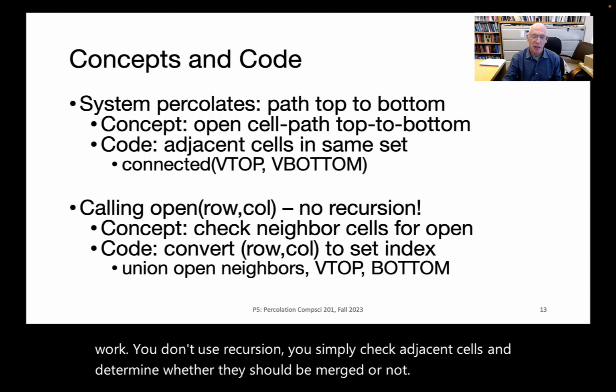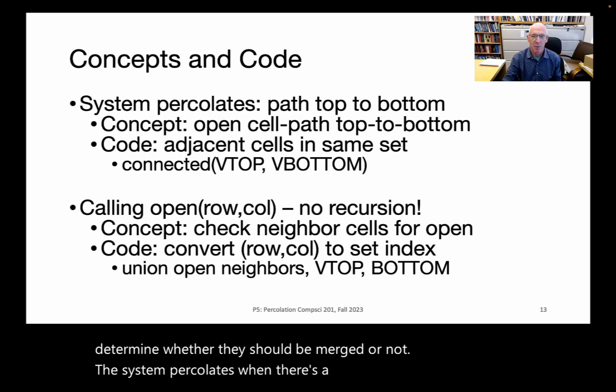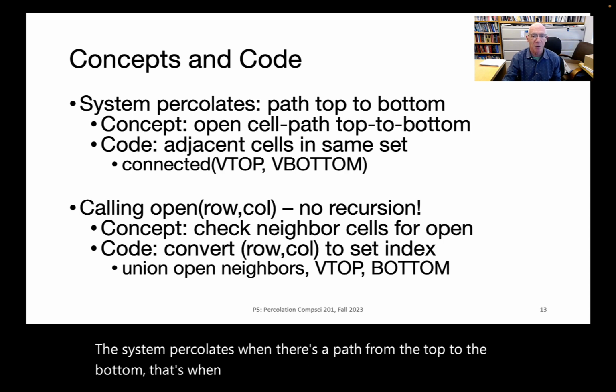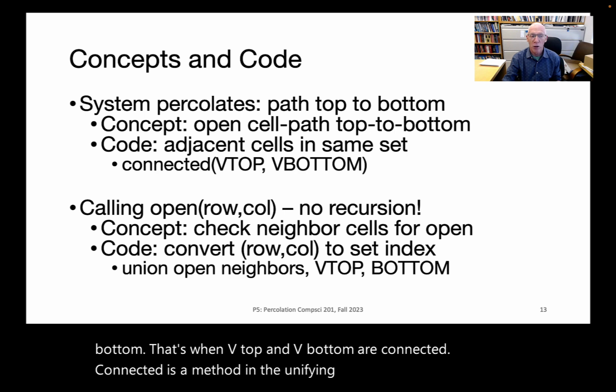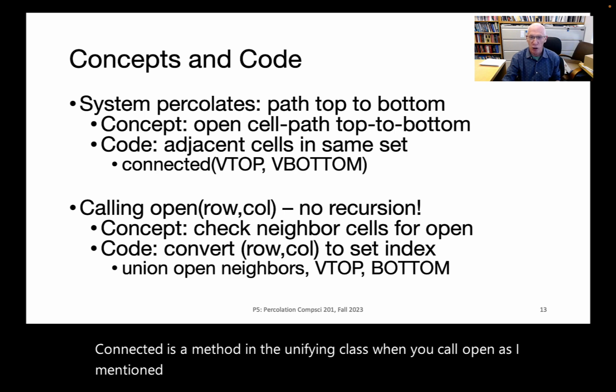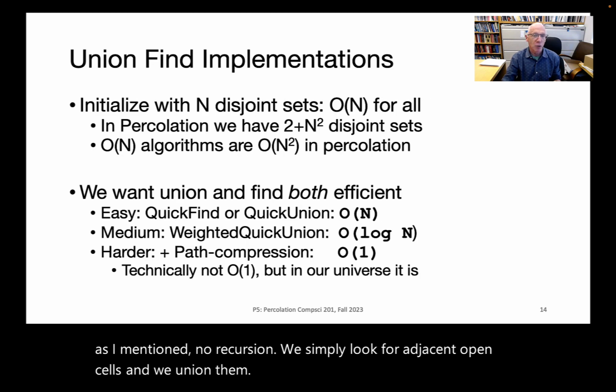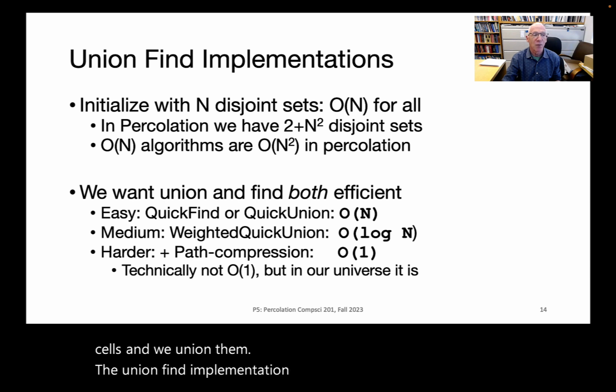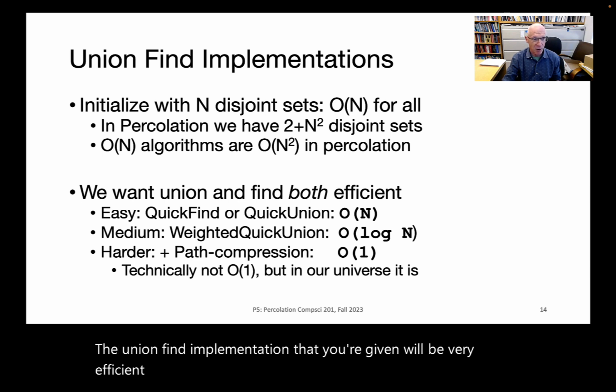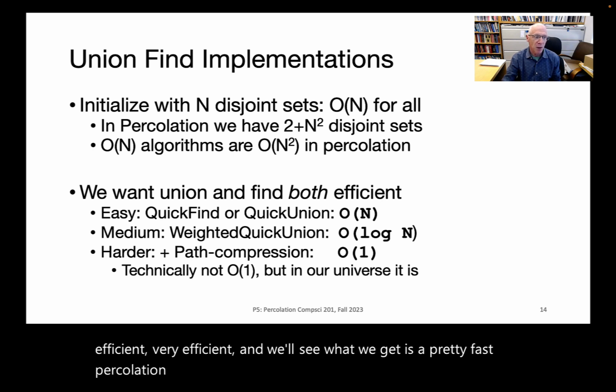The system percolates when there's a path from the top to the bottom. That's when vtop and vbottom are connected. Connected is a method in the UnionFind class. When you call open, as I mentioned, no recursion. We simply look for adjacent open cells and we union them. The UnionFind implementation that you're given will be very efficient. Very efficient. And we'll see what we get is a pretty fast percolation simulation.